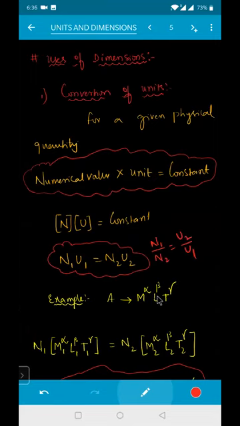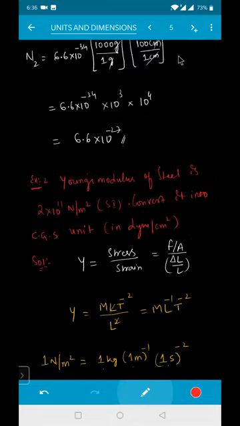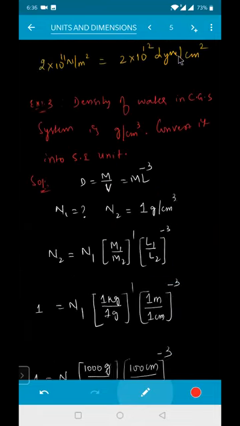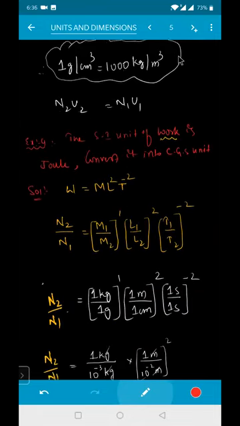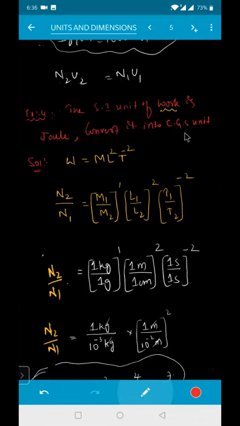Is it clear? Now see, in this problem, the SI unit of work is joule, convert it into your CGS unit. So what are the dimensions of work? M into L square T power minus 2. Dimensions of work are M into L square T power minus 2.